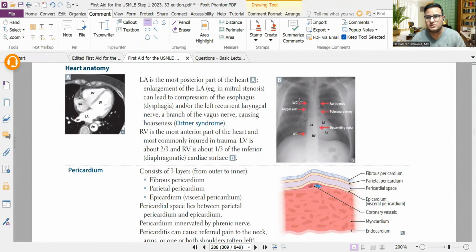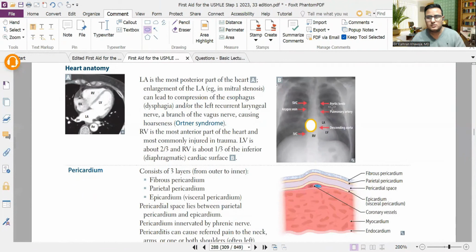In the X-ray we can see this structure which is the superior vena cava. Here is the azygous vein, and the most anterior is the right ventricle. Above this right ventricle is the right atrium. This is the inferior vena cava, this is the aortic knob, and this is the pulmonary artery. This is the descending aorta. The question for USMLE students is that they will give you this structure and mention this point: what is this structure? So you must know that it is the right ventricle, which is the most anterior part of the heart.